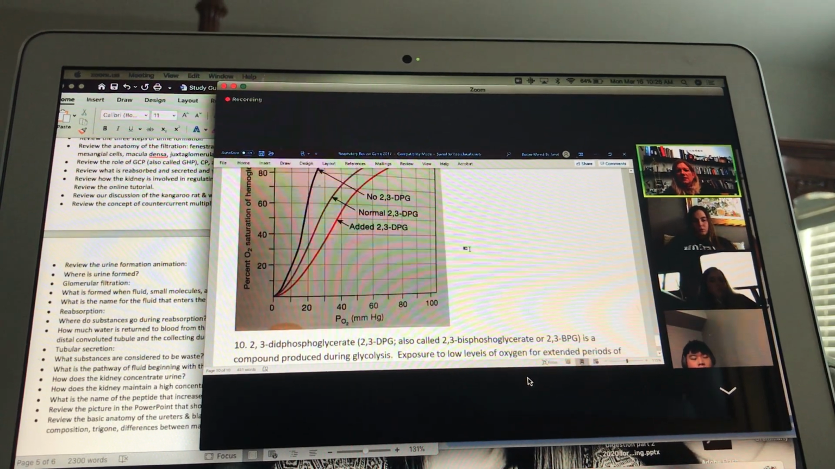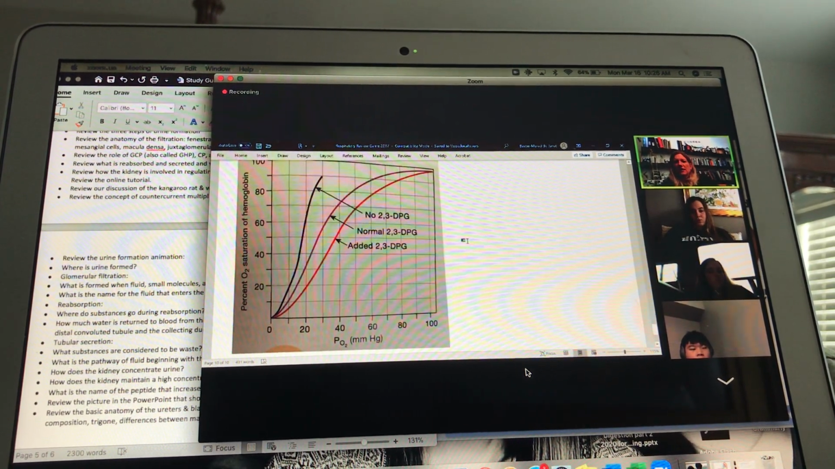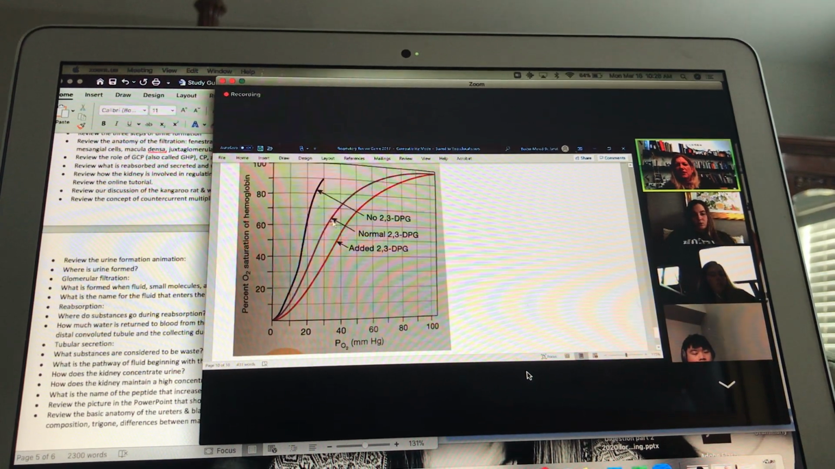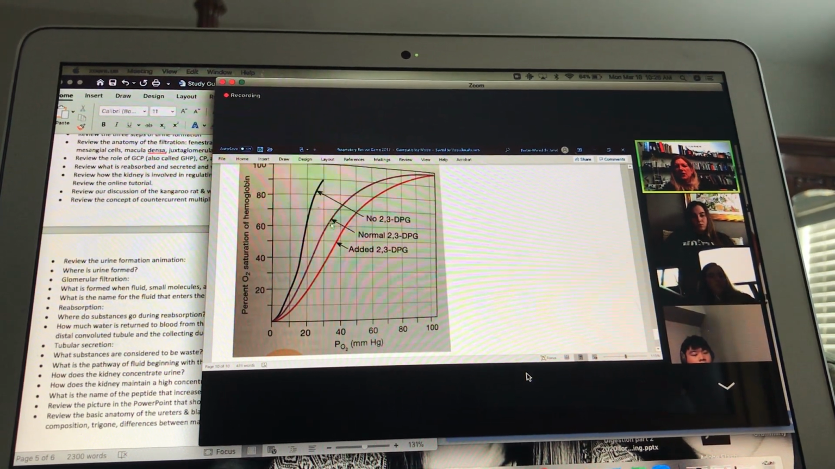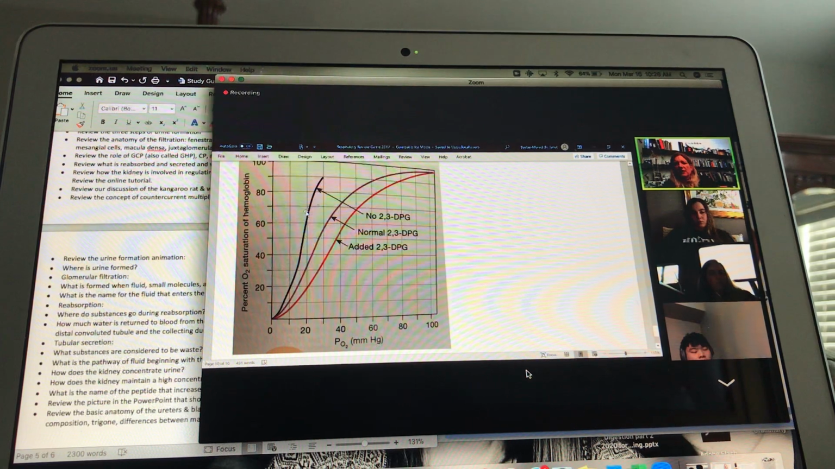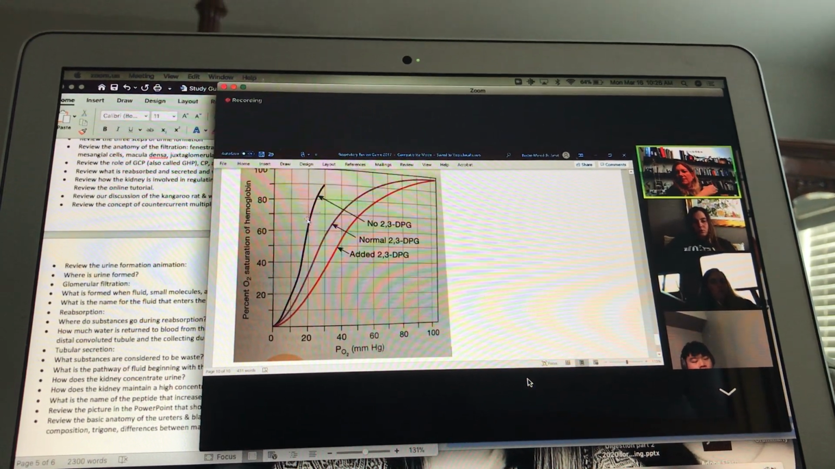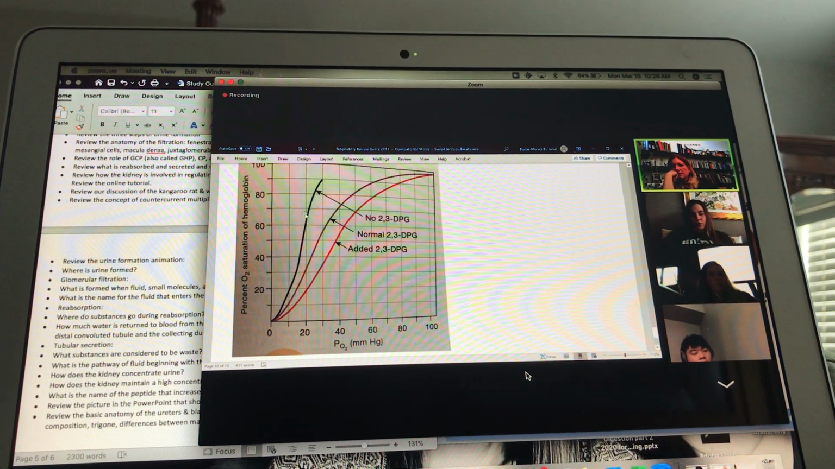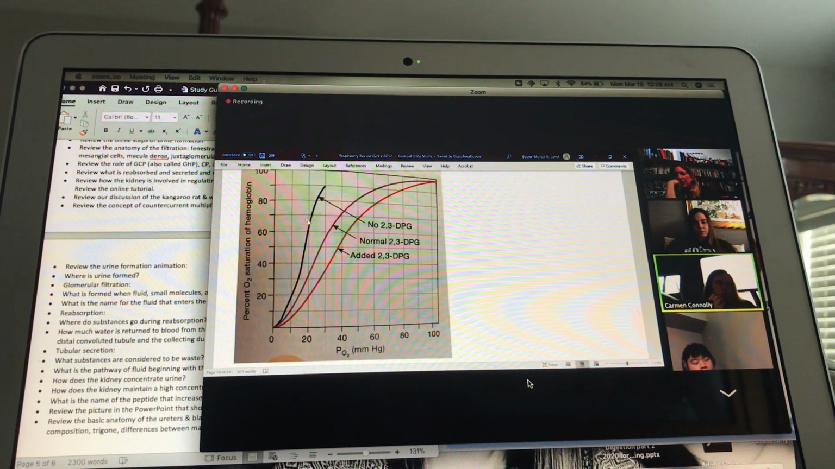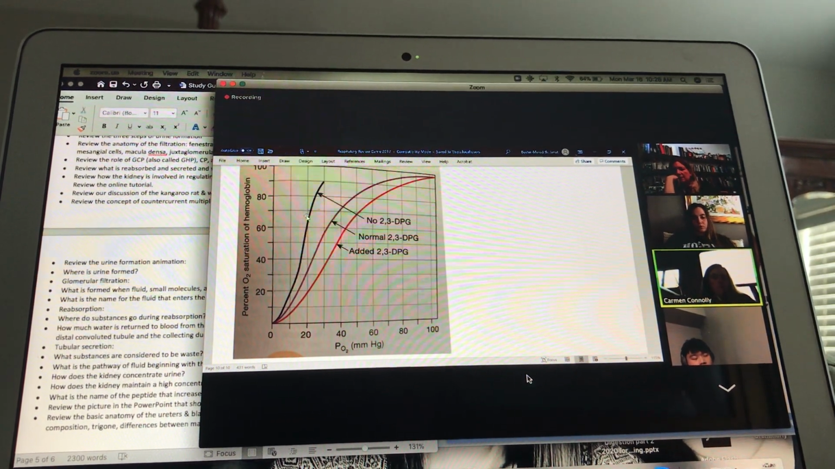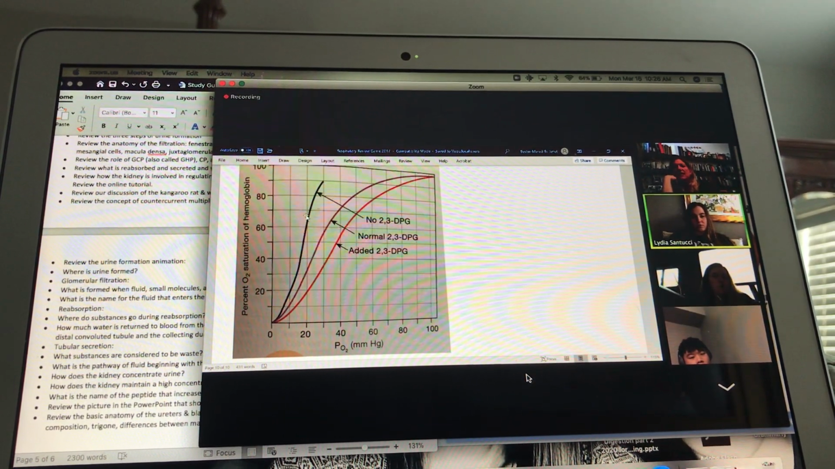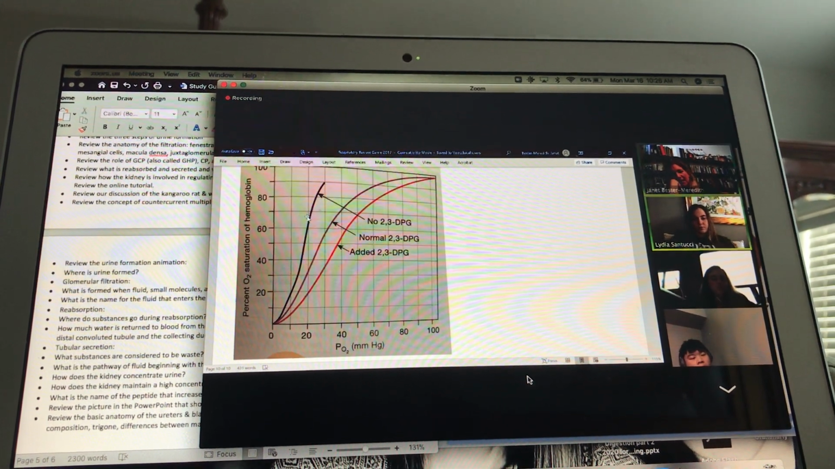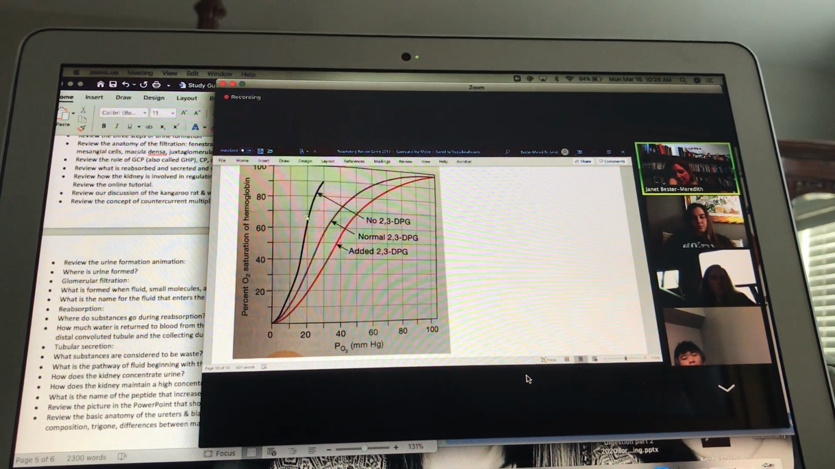So this is sort of a clue. Normally, when you have 2,3-DPG, your curve is shifted which way compared to without it? To the right. If you have some, it shifts which way? To the right. And what does that mean is going to happen when it shifts to the right?